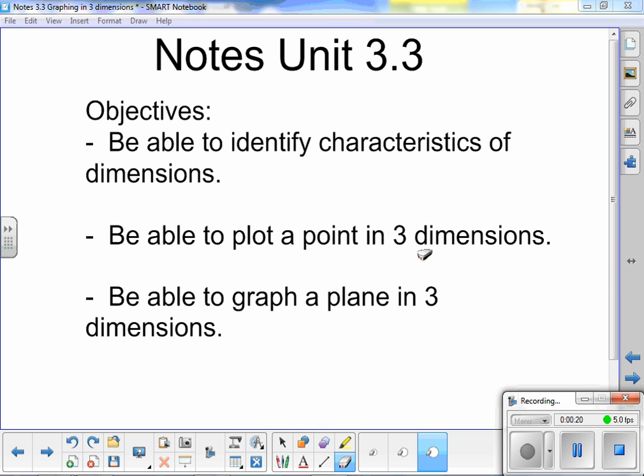Be able to plot a point in 3 dimensions. So this is one of the main objectives for today. You have to plot a point, but not just an XY point. It's actually going to be an ordered triple, because there's 3 dimensions, X, Y, and Z.